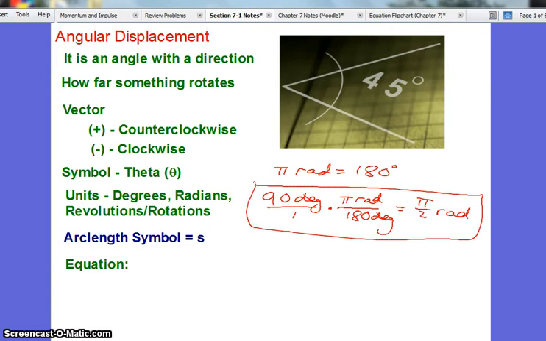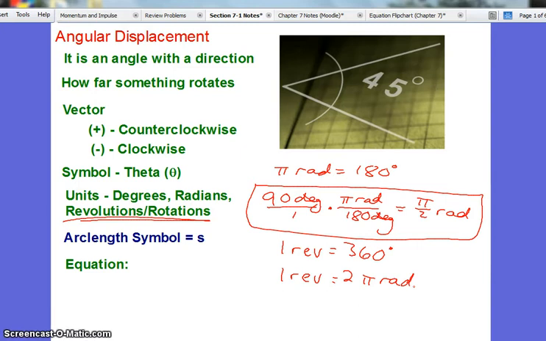Another conversion here, if you want to go from degrees and revolutions, because revolutions or rotations is another unit. 1 revolution is the same thing as 360 degrees, one time around. And 1 revolution, one time around, is the same as 2 pi radians. So those are your 3 ways you can convert back and forth between the more common of the units.